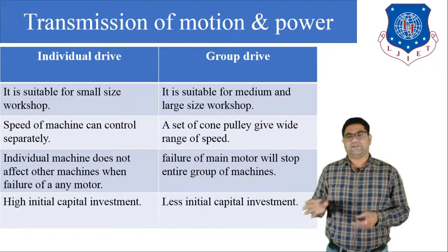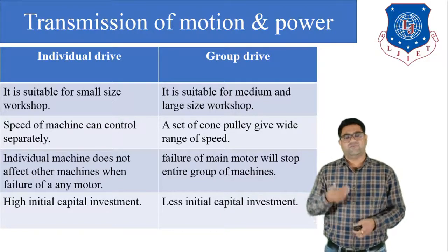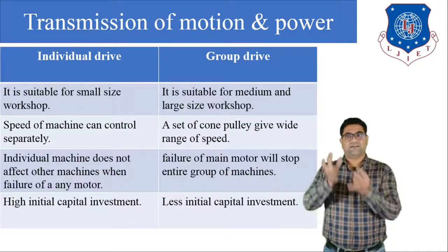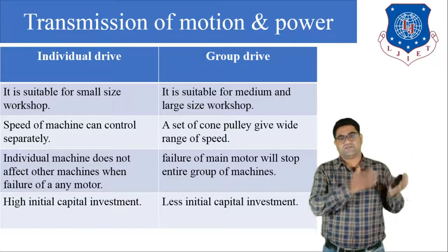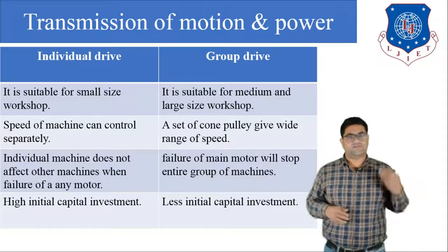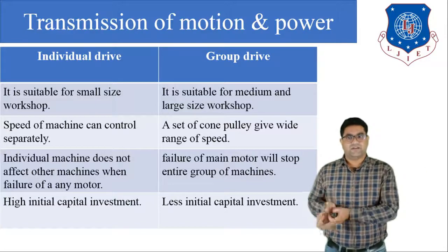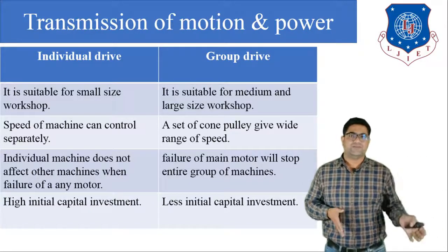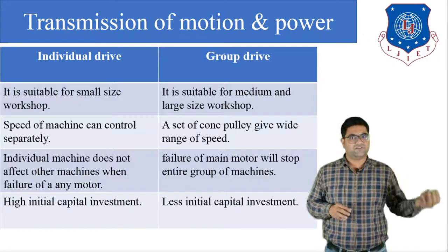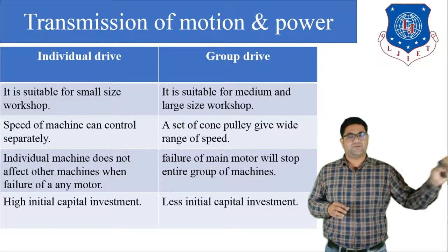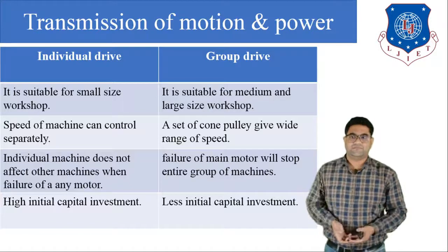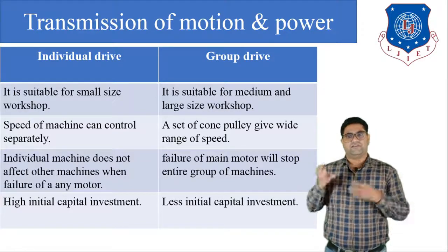Now our third point is that if the failure of any motor occurs, it will not affect the other machines, because here one machine has one motor. But what happens in the group drive? If the failure of the motor occurs, then all the machines will be stopped. So that is one drawback of the group drive. Why? Because if the motor stops, then all the machines stop, so we cannot generate any kind of component. But here each machine has its own motor, so we can keep running the other machines if one motor fails.